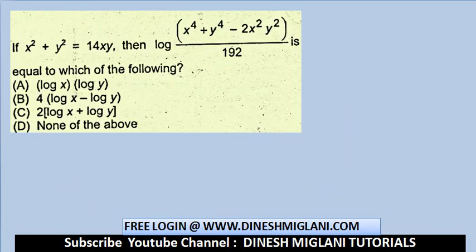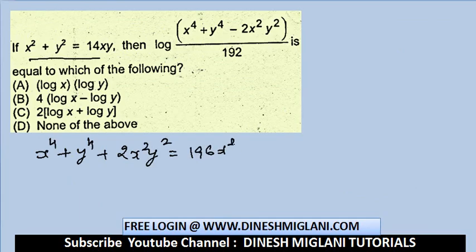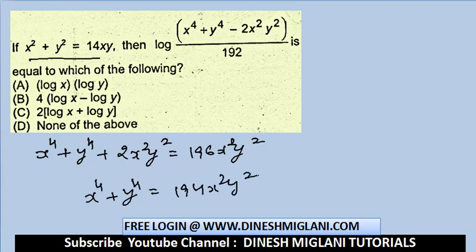Next one is, this is the association, we have to find which one is true. So squaring both sides, that gives you x raised to power 4, y raised to power 4 plus 2x square y square. This is taken as 196 x square y square, right? So here we can say x raised to power 4, y raised to power 4 equal to 194 x square y square. Now this value can be replaced here. So this is 194 x square y square. It is 192 x square y square.